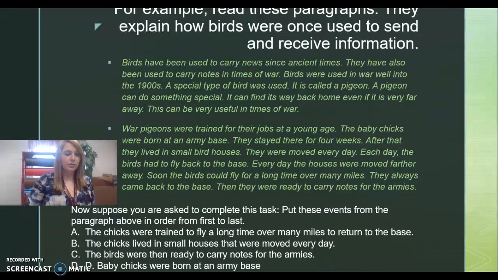rank these 1, 2, 3, 4, or 3, 2, 4, 1, or 4, 2, 1, 3, whatever you think they are, and rank them from first to last. Which one came first, second, third, and fourth. And then on the next slide, I will show you the answer. So I'm going to give you a couple of seconds. Pause this video, rank them. When you're finished, come back and push play.